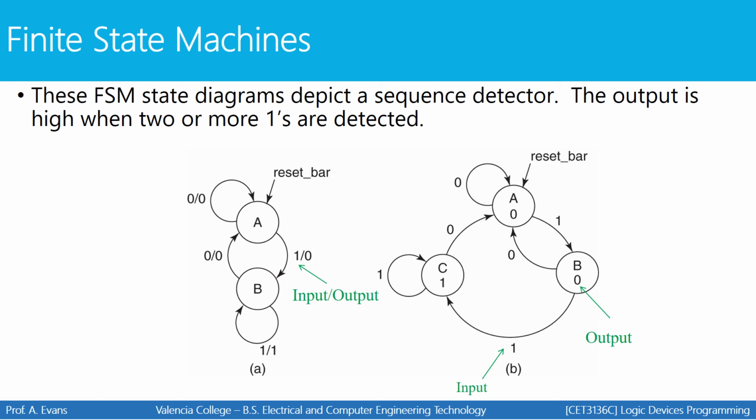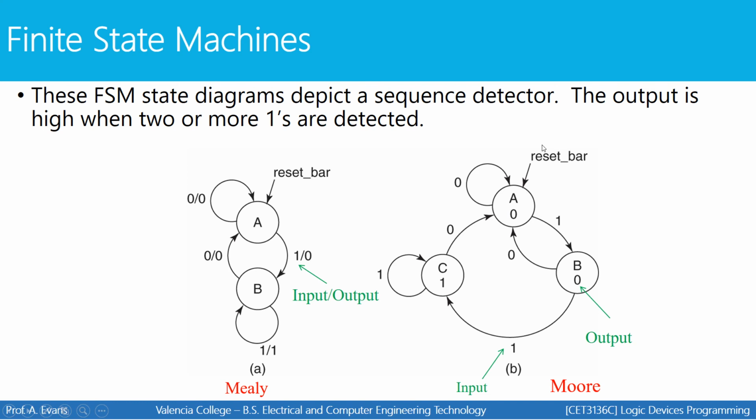Here are two state diagrams that show the differences between a Mealy and a Moore. So this is a sequence detector. The output is high when 2 or more ones are detected. Let's start with the Moore machine on the right. Notice we have 3 states, A, B, and C. The output for each state is shown within the bubble.